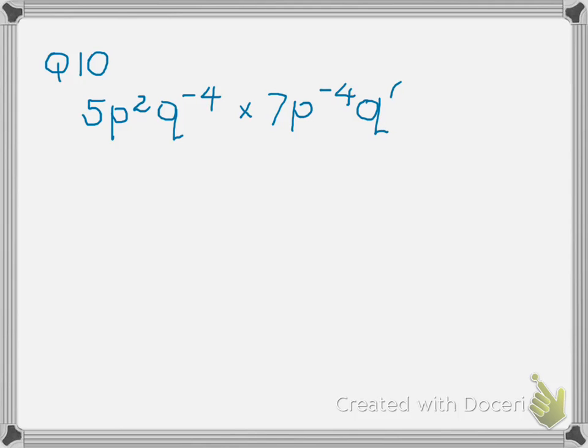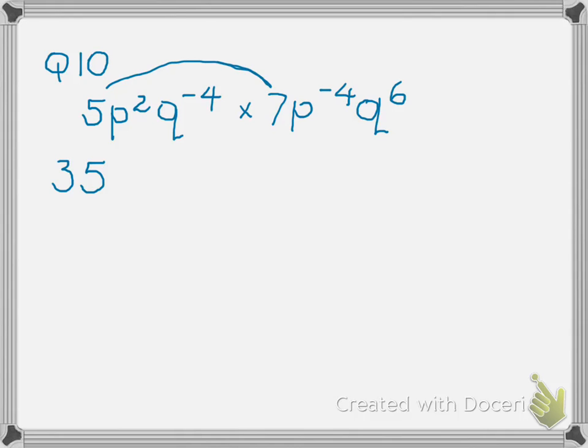Question 10. We're asked here to simplify 5 times p squared times q raised to the negative 4 times 7 times p raised to the negative 4 times q to the 6th power. Okay, well, you know that you can multiply your numbers together. So 5 times 7 is 35.